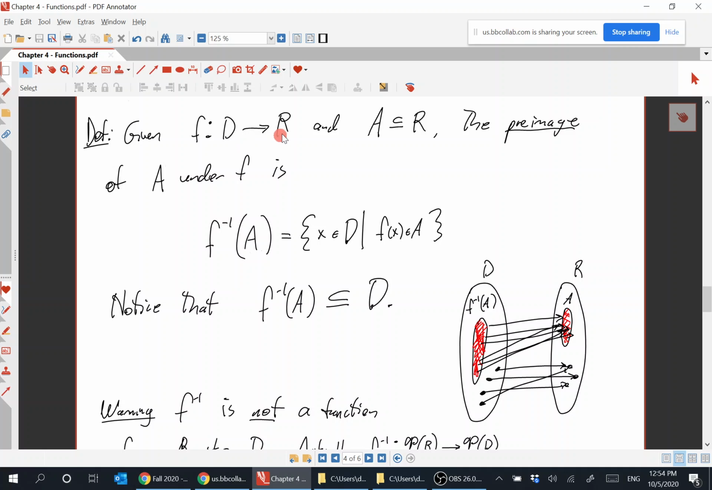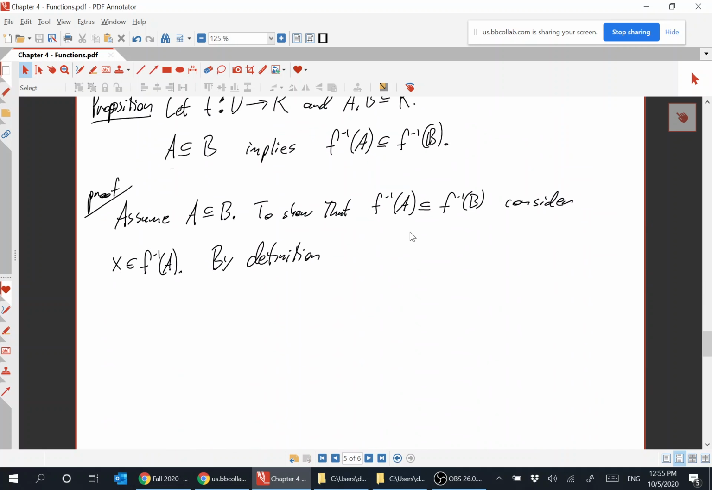Okay, all right. So given f from the domain to the range, you let A be a subset of the range. The preimage of A under f is f inverse A. It's the set of all domain elements x such that f of x is in A. So going back down here, we took x in the preimage of A, so by definition, what can you say about x?